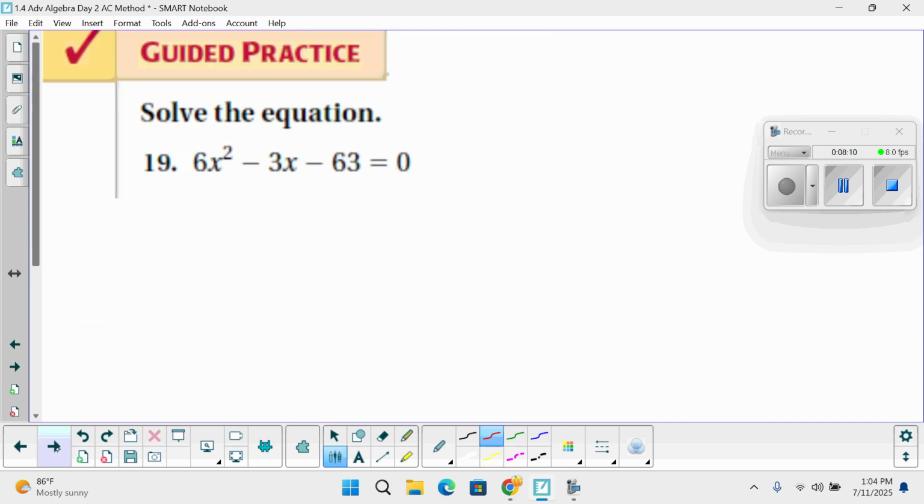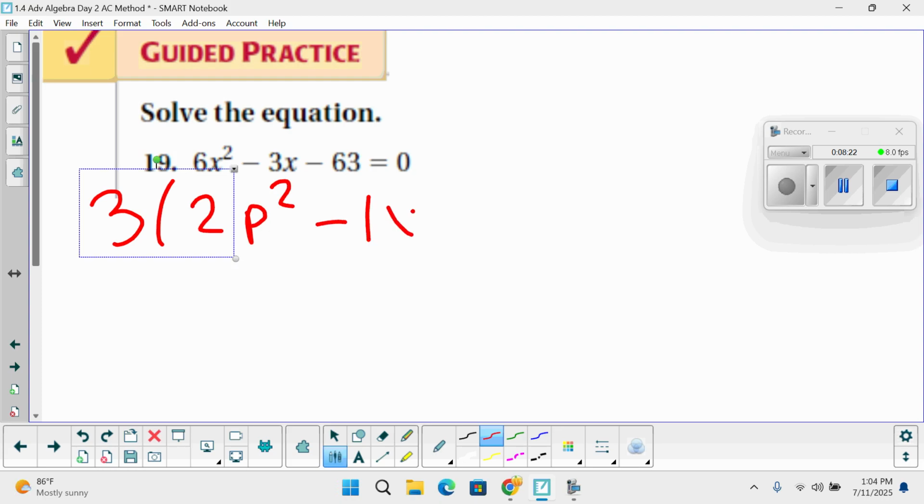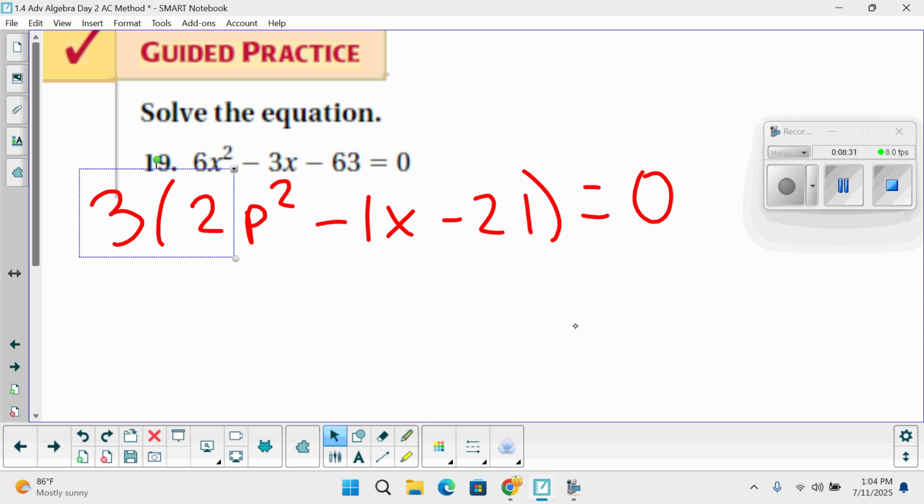All right, I think we have a common monomial again. What do you think the common monomial is? If you answered 3, you are a math scholar. So pull out that 3. It'd be 2x squared here minus 1x here. And what is 63 divided by 3? -21 here. So it does look to me that we're going to be doing that AC method again because of this 2 out front here.